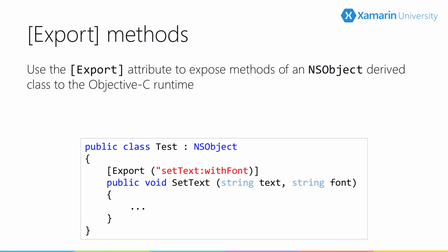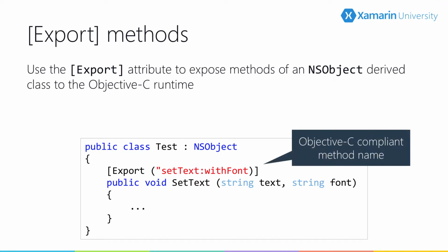Here is an example in which a CSharp method named setText is exposed to the ObjectiveC runtime. The string value of this attribute becomes the ObjectiveC compliant method name and will adhere to all the aspects of an ObjectiveC method which we've discussed so far. Notice how this includes the ObjectiveC method definition with parameters.